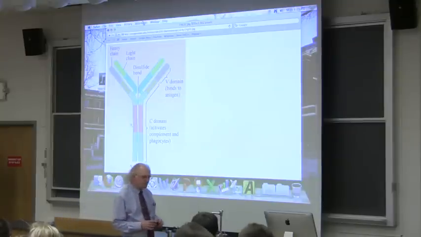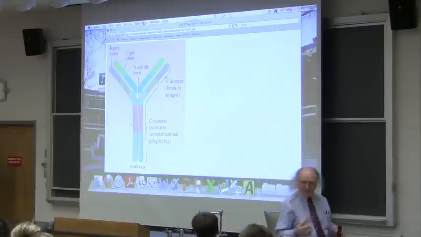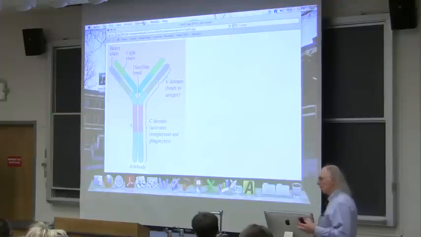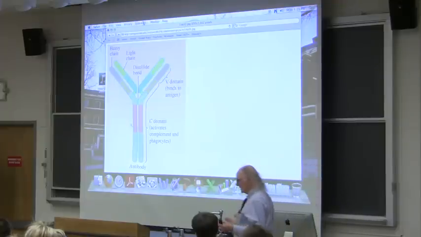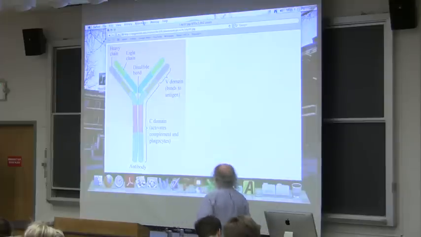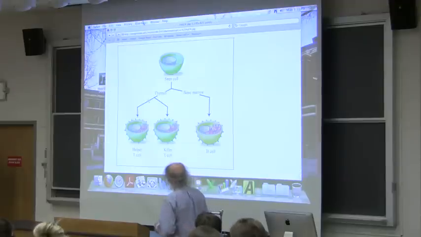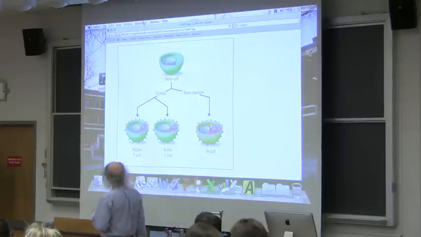Now, antibodies are made by cells in the immune system. As I said, we can talk about B cells, we can talk about T cells. B cells are the primary antibody-producing cells. And the antibodies neutralize the invaders. This schematically shows something about the antibodies.